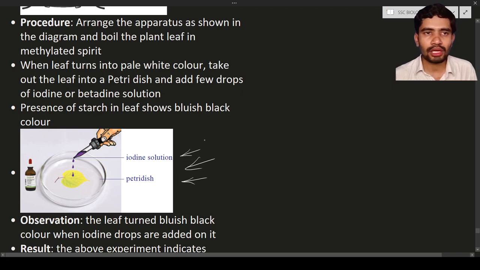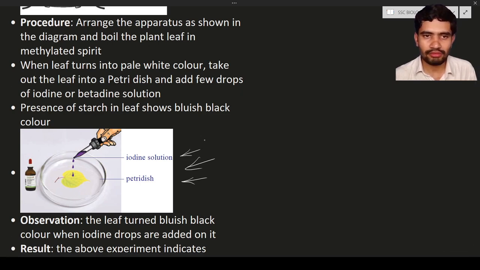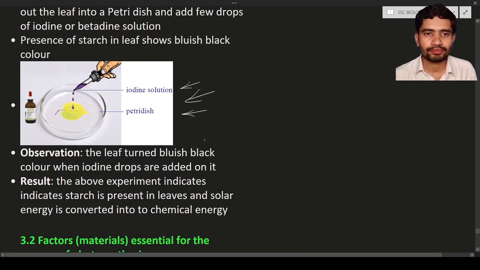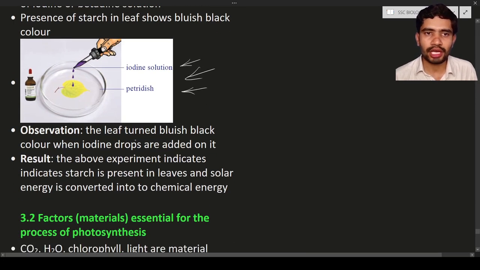Okay, so now add the iodine solution to the leaf and wait. Wait for a few seconds. So now observe. If the leaf turns bluish black color, it indicates the starch is present. In our observation, the leaf turned bluish black when we added the iodine solution.